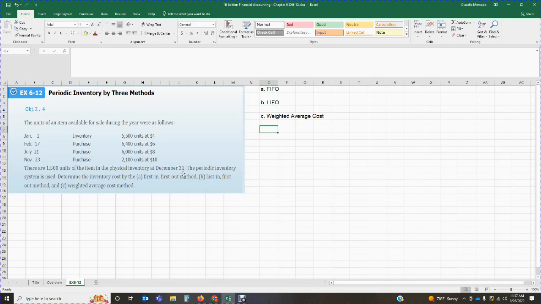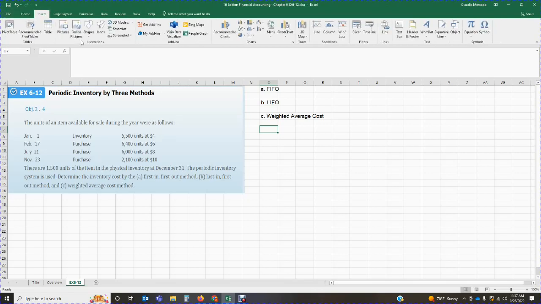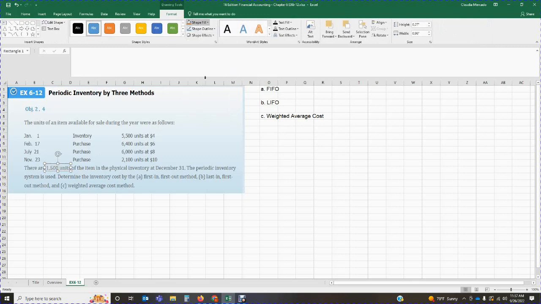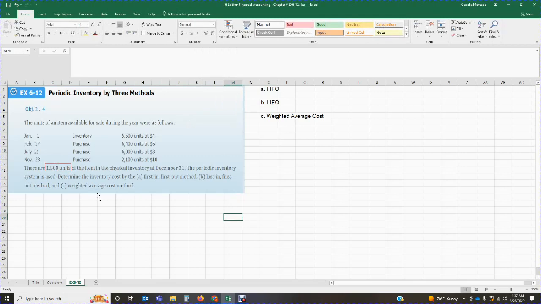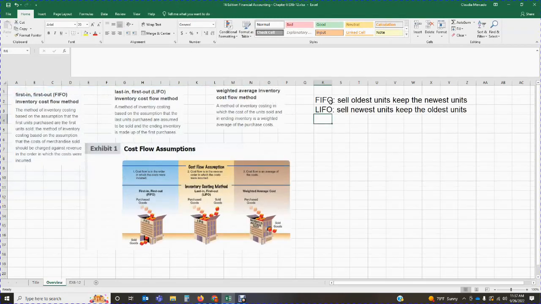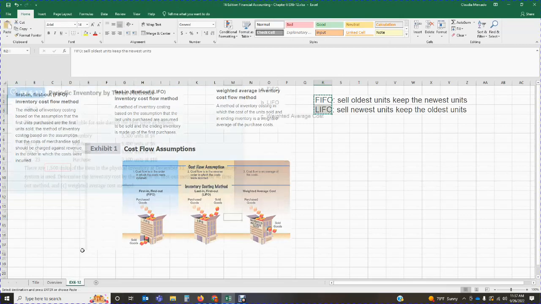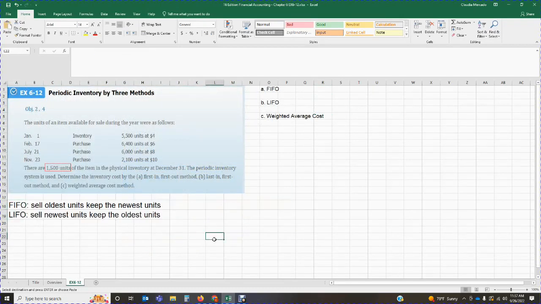Okay, so here we are trying to figure out the inventory cost of those 1,500 units. We have 1,500 units remaining, and we want to know what we should value those 1,500 units at. Let me copy this over from here to here, that way we can see it.